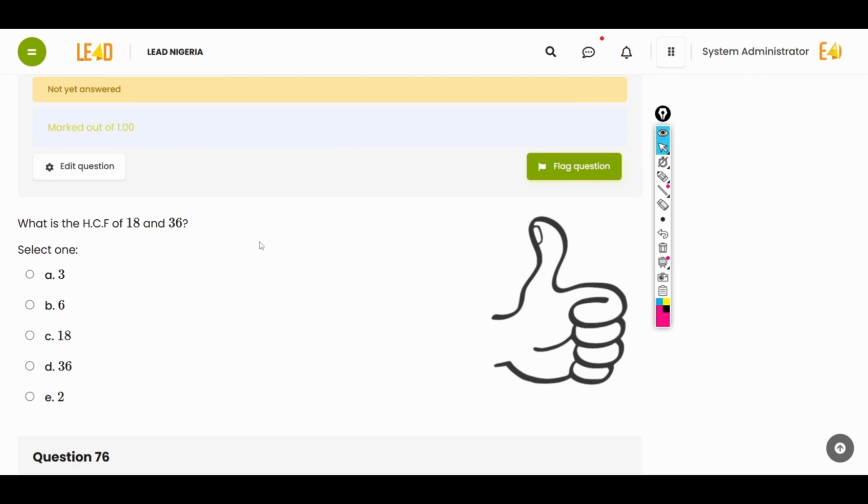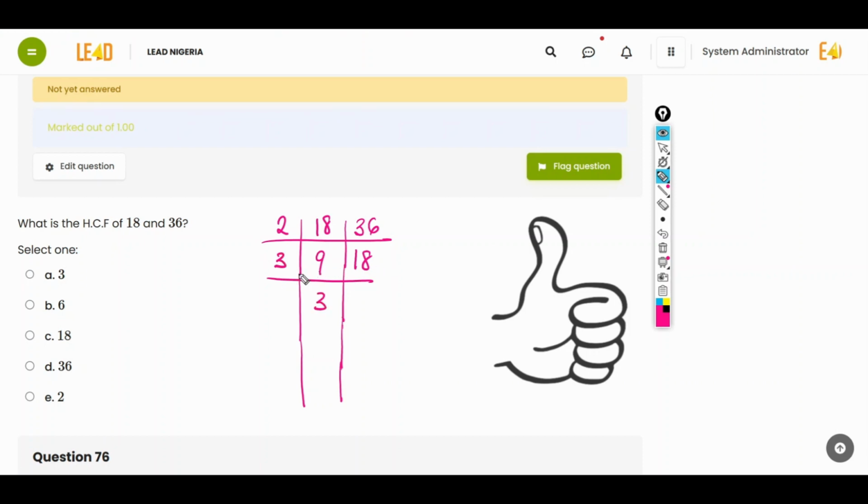All right, next is find the HCF of 18 and 36. Again, we'll only be using numbers that can divide all of them. So when we do HCF, we only use numbers that can divide all of them. I can start with 2. 2 would give me 9, and 2 would give me 18. 2 can't work anymore, right? The only number that can divide all of them now is 3.